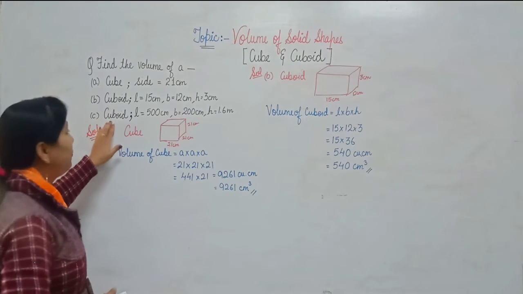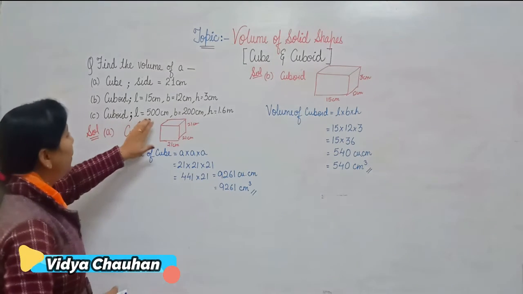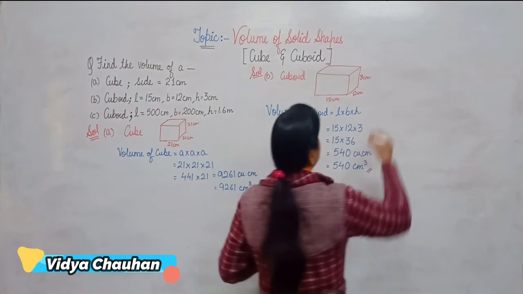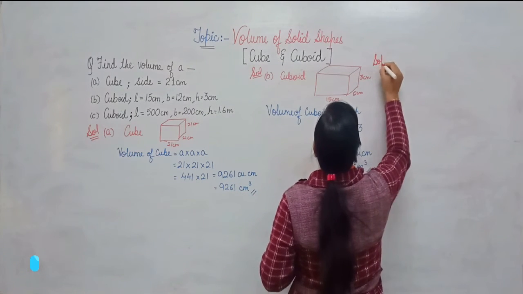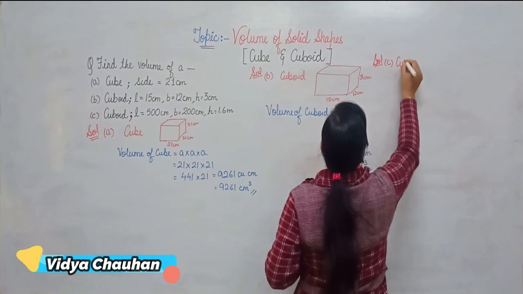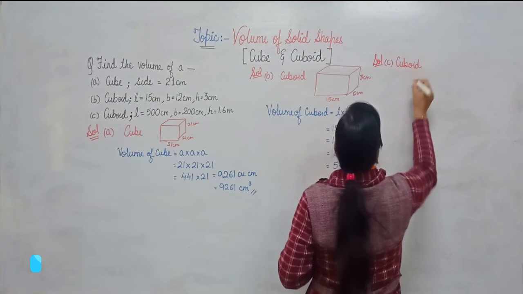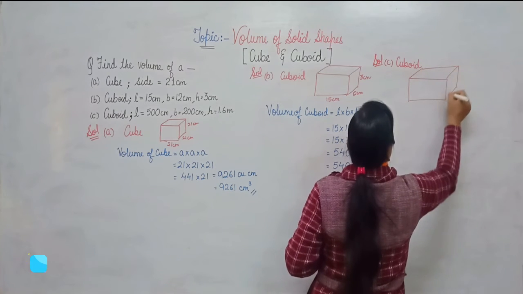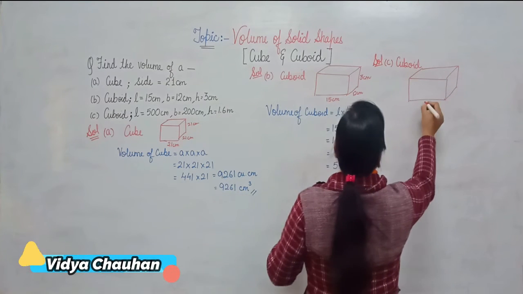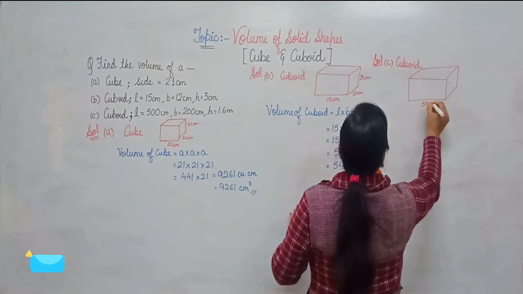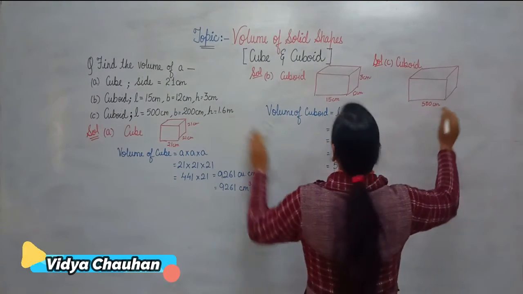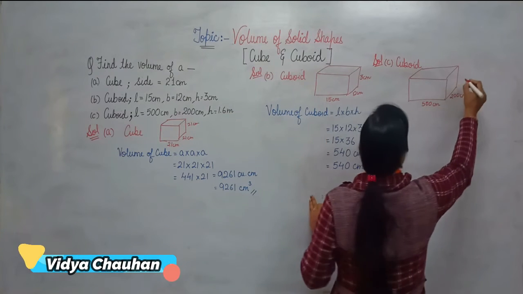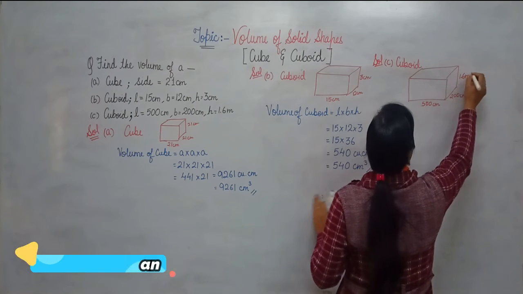Now in the third part you have to find the volume of the cuboid. Once again its length, breadth and height is given to us. So starting up with the third part, solution of C part, in which once again a cuboid is given to you. Let us very first draw the cuboid here. So this is our cuboid. Now in this cuboid, the dimensions are 500 centimeter, 200 centimeter and height is 1.6 meter.